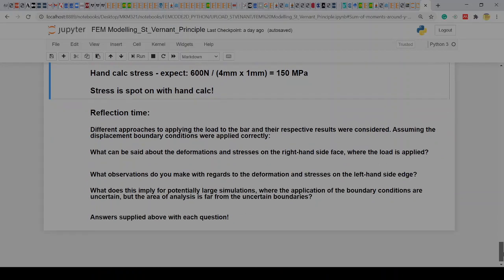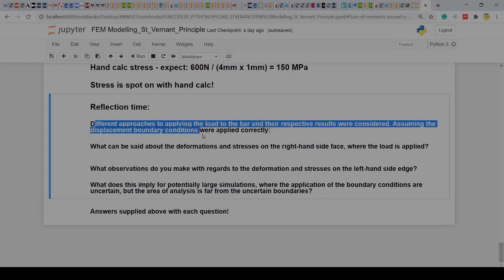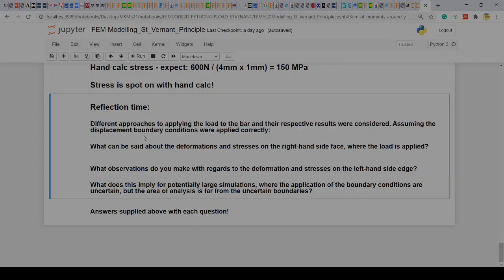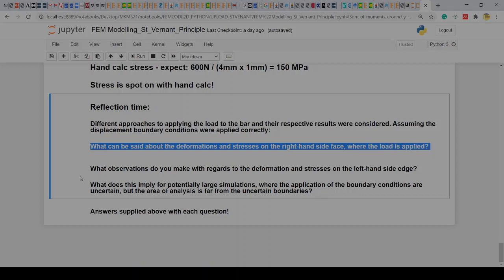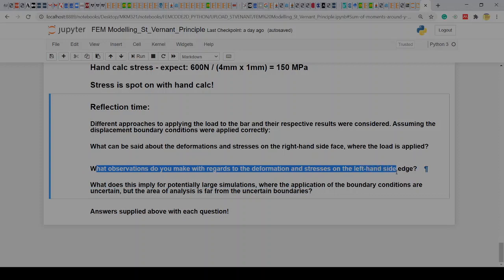Okay, so reflection time. Different approaches to applying load to the bars were considered, and the respective results were compared, assuming the displacement boundary conditions were applied correctly. So what can be said about the deformation and stresses on the right hand side face where the load is applied? What observations do you make with regard to the deformation and stresses on the left hand edge?